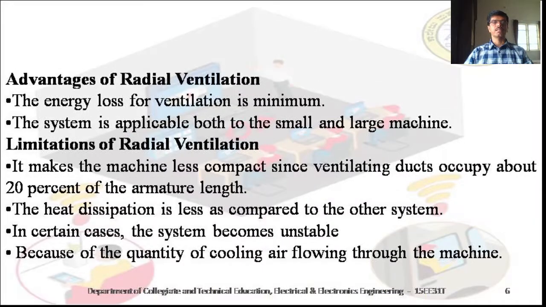The advantages of this radial ventilation system are that the energy loss for ventilation is minimum, and the system is applicable both for small and larger machines. The limitation is that it makes the machine less compact, and the ventilating ducts occupy about 20% of the armature length. So these are the limitations. It is very difficult to adopt this type of ventilating system, and the heat dissipation is less when compared with the other types of air circulating systems.